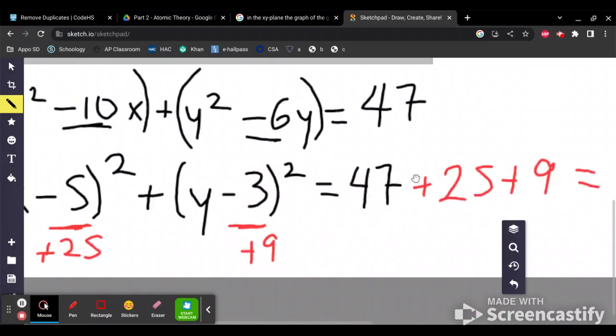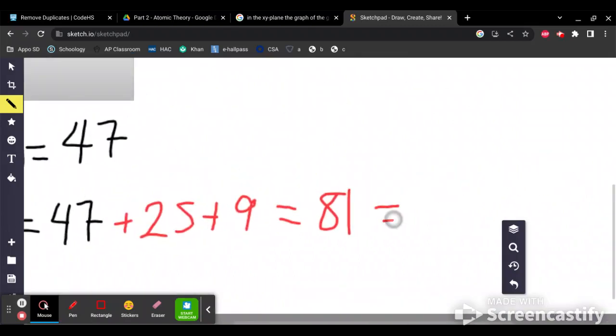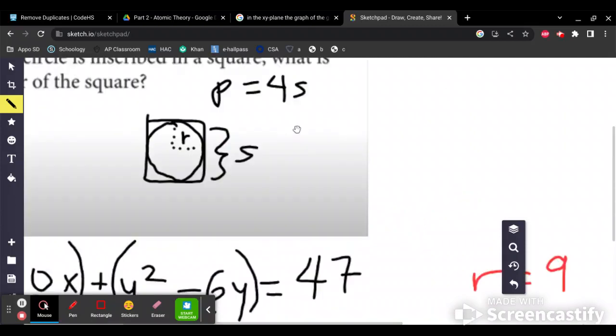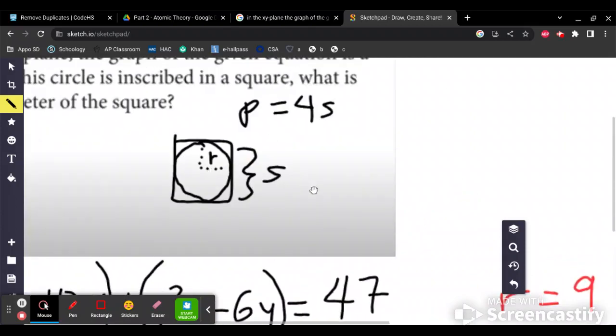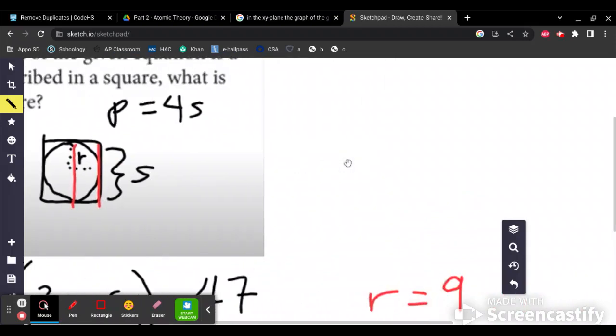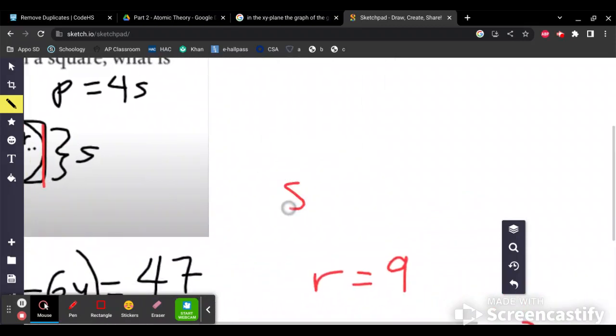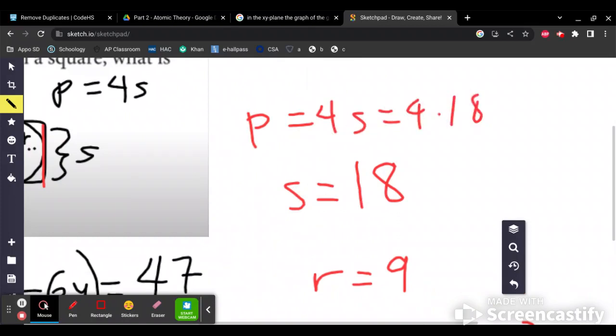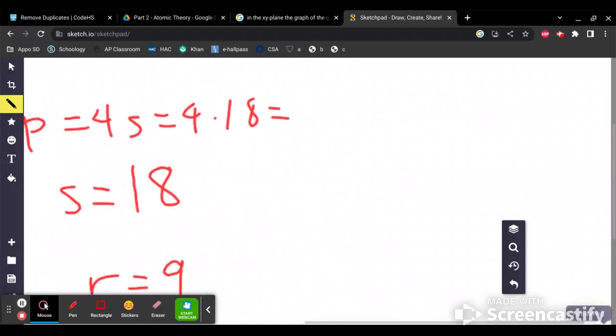So we know that r squared is equal to 81, so then r is just 9. And we know that the side is 2 times the radius because the diameter is equal to the side length of the square. Hope that makes sense. S therefore equals 2 times 9, which is 18. The perimeter is 4 times the side length, which is 4 times 18 equals 72.